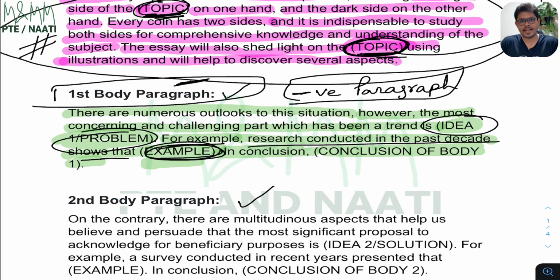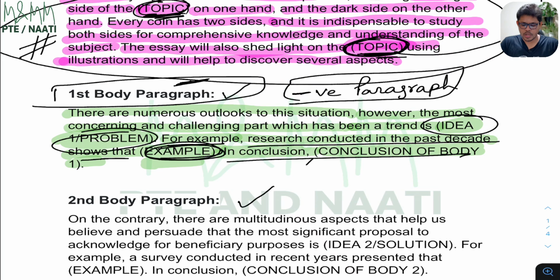So if I have to write an example, I'll write down, for example, research conducted in the past decade shows that the noise pollution has increased by 70% in Australia because of the number of cars that have increased in the past decade. Whatever. Some fake number, some fake data. Example is always written to support your idea. Basically, what you're doing is you're giving an idea and you're saying that this is the number I have for my idea. So you're supporting your idea by using an example. Okay. And then you simply conclude your idea.